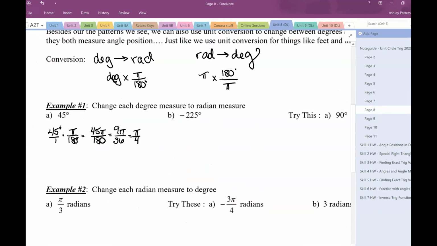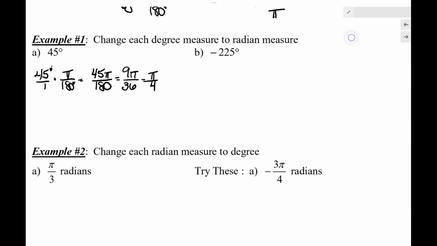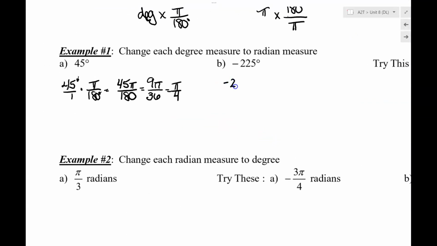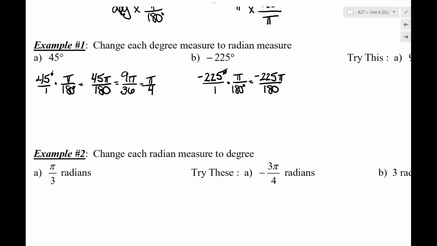Okay, so negative 225, we're converting to radian measure. Why? Because the direction said so. That means that we are going to take negative. Do not lose the negative. So often students do, and then you get it wrong because it's not a positive measurement. We're going to multiply it by pi over 180. So the degrees cancel. Go ahead and immediately put that negative. So negative 225 pi over 180. Excellent. And let's reduce.